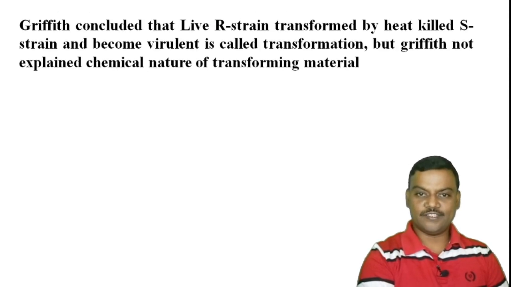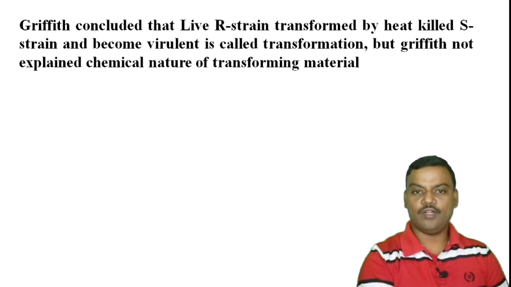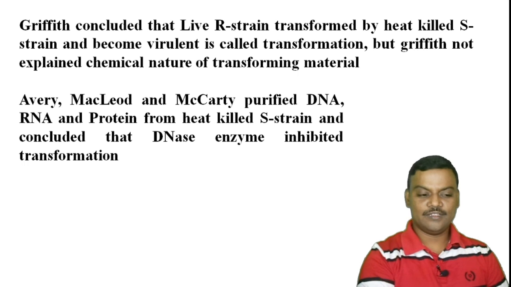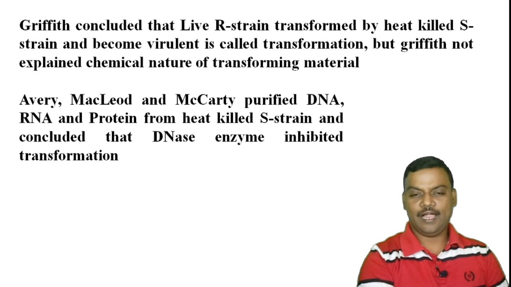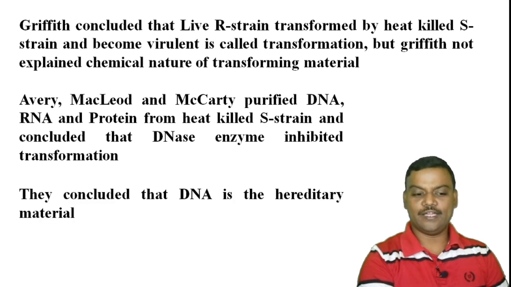After this experiment, Griffith concluded that the live R strain was transformed by the heat killed strain and became virulent and caused the disease; this is called transformation. But Griffith did not explain the chemical nature of the transforming material. For this, the three scientists Avery, MacLeod and McCarty purified DNA, RNA and protein from heat killed strain bacteria, and they concluded that DNase enzyme inhibits transformation, and finally that DNA is the hereditary material in bacteria. So these are the valid points for the second question. When you write these points in this way, you will get full marks.